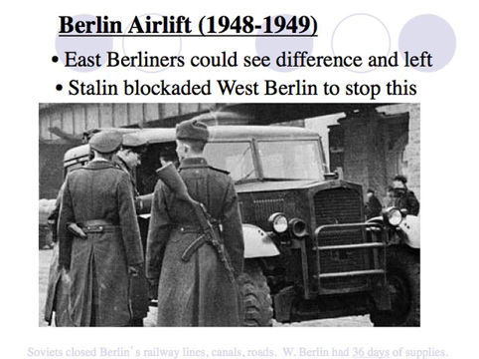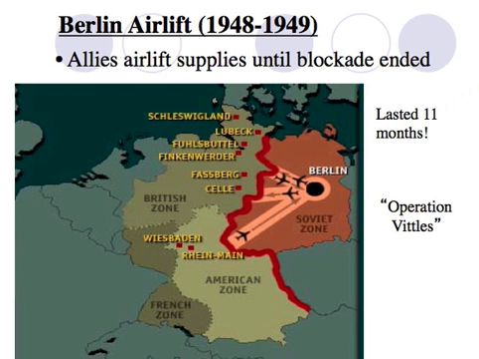So what he decided to do was to order the closing of all rail lines, canals, and roads that entered West Berlin through the Russian sector, basically isolating West Berlin. So that was a problem, because that meant that supplies of food and fuel were cut off, and the inhabitants of West Berlin only had enough food to last them for 36 days and coal for 45 days.